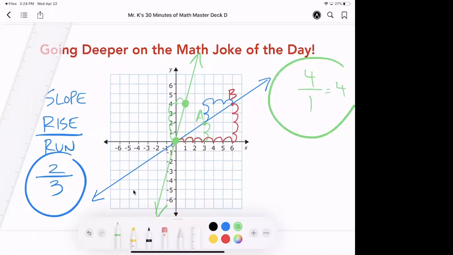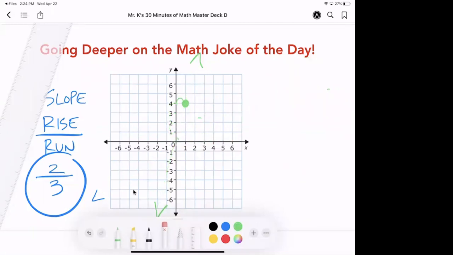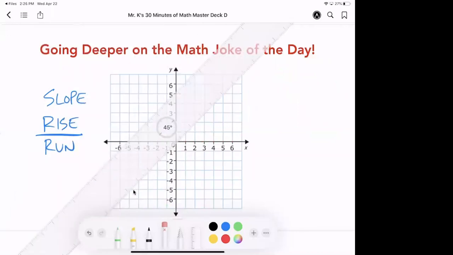All right. Now let's try one more. Let me do some erasing so we have a little bit more space. Let's get rid of this. Okay. Let's bring our ruler back.